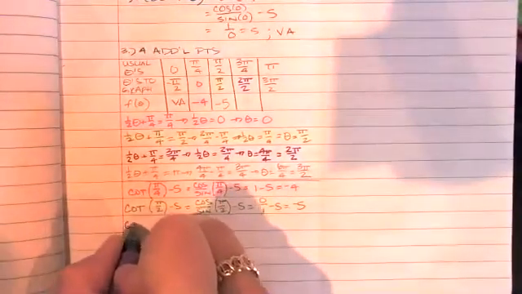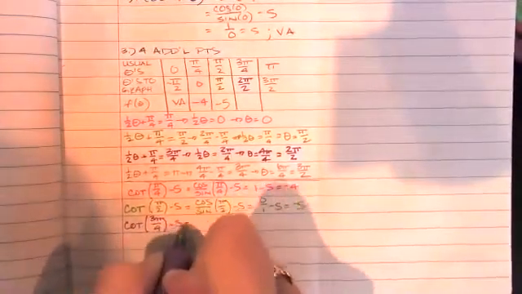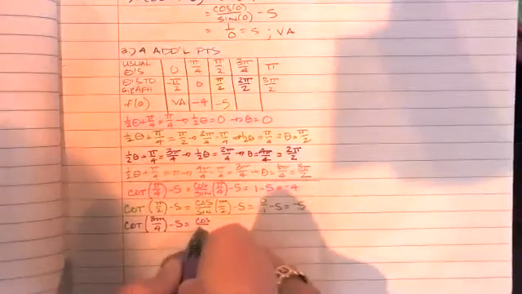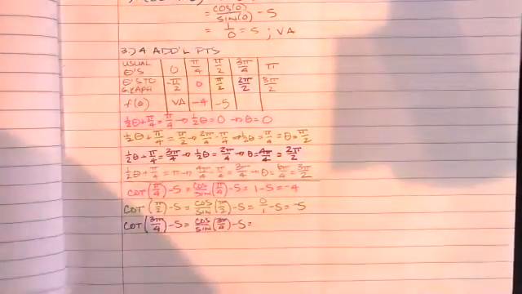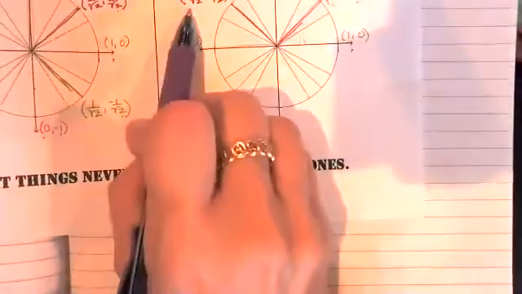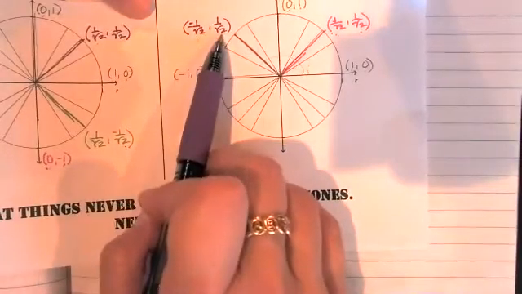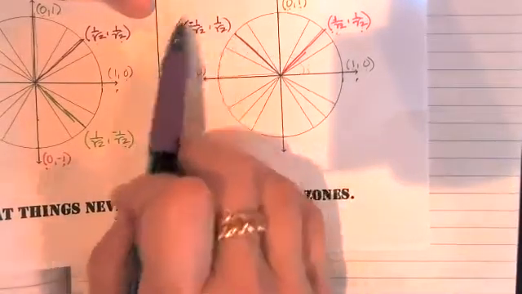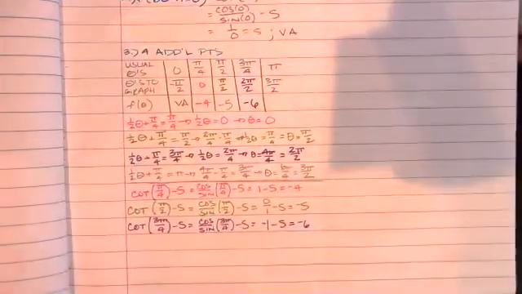Then we'll have the cotangent of 3 pi over 4 minus 5, and that's the cosine over the sine of 3 pi over 4. Now the cosine is over here. So this is negative 1 over root 2 divided by positive 1 over root 2, and that will simplify to negative 1. So this will be negative 1 minus 5, which is negative 6. And that kind of confirms our pattern, right?